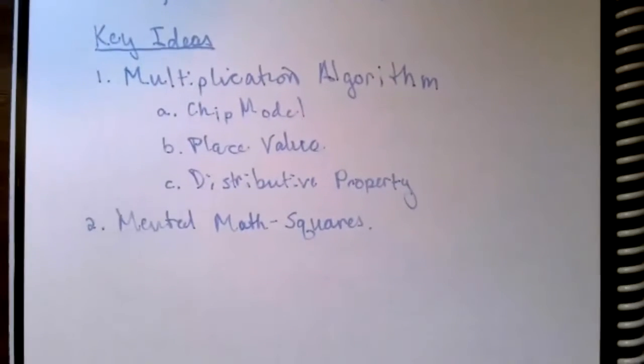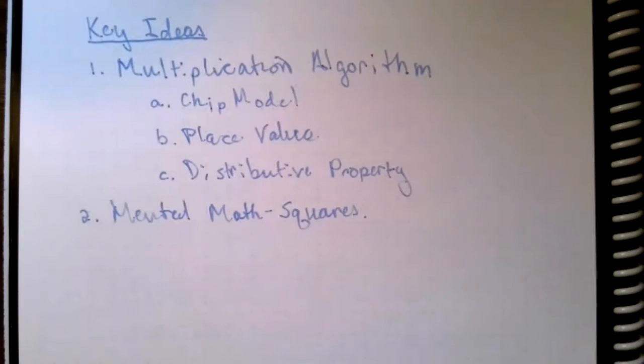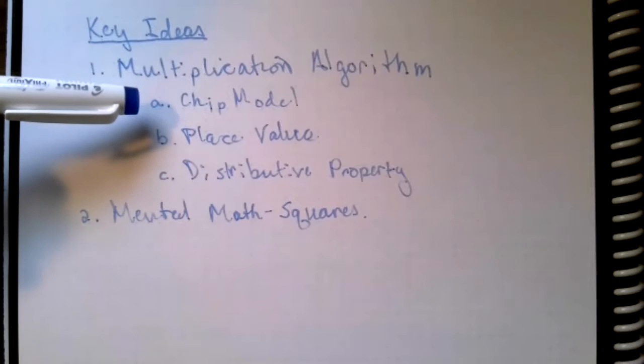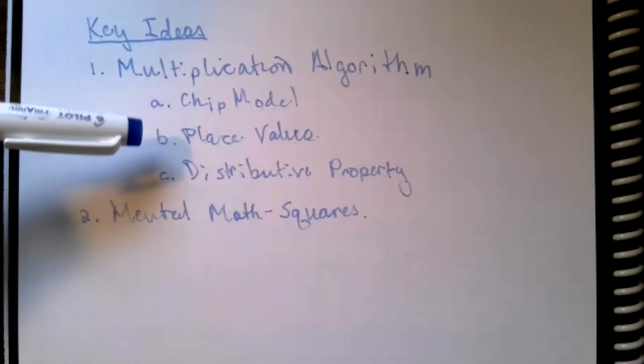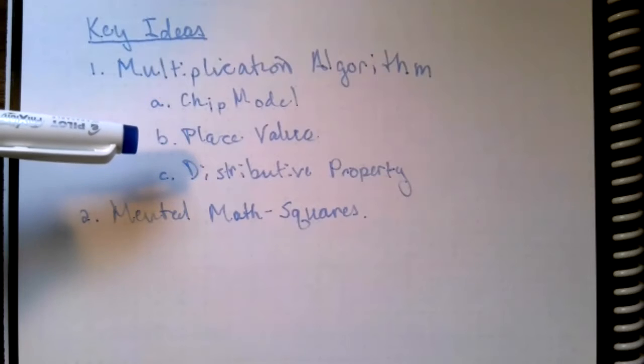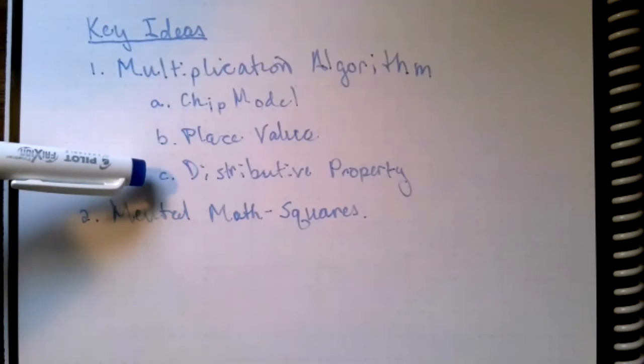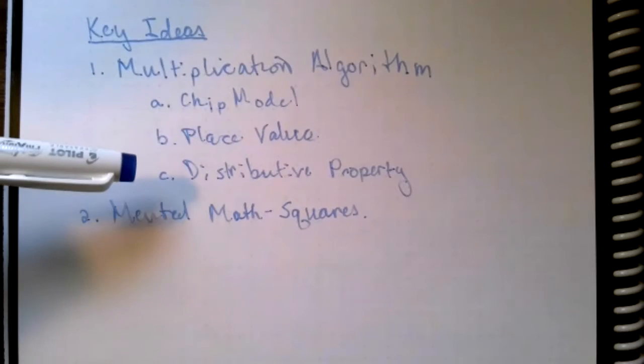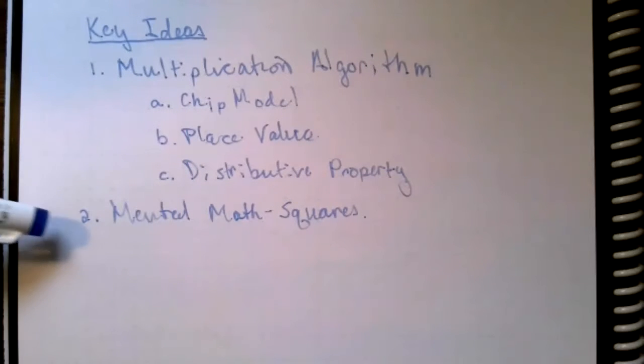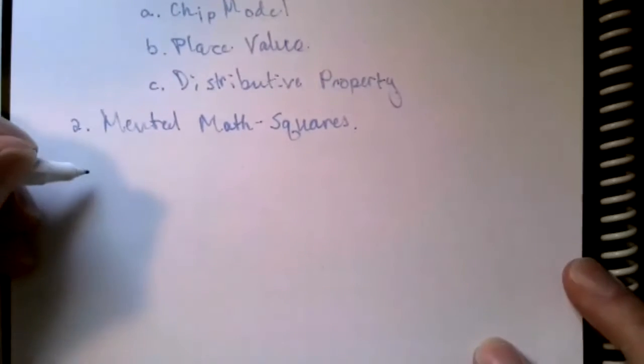Okay, so the key ideas for today are finishing up the multiplication algorithm. Friday, we actually talked quite a bit about the chip model. We'll need to make sure we understand how place value works and the role that the distributive property is playing in the multiplication algorithm. It's in the background, okay, so it's in there. And we're also going to do some more mental math, in particular, the importance of memorizing your squares. All right, so let's start out with a little review.